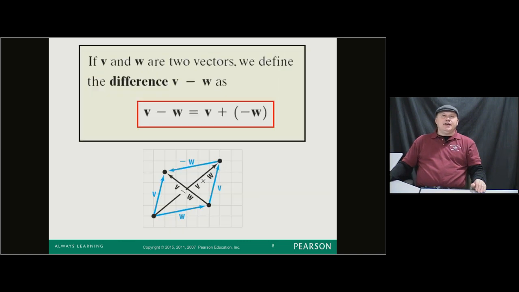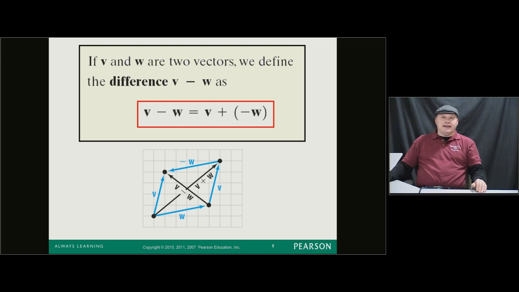All right, if v and w are two vectors, we define the difference v minus w as v minus w equals v plus negative w. So you can add the opposite vector, in other words. And they illustrate that here.